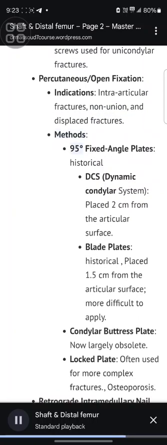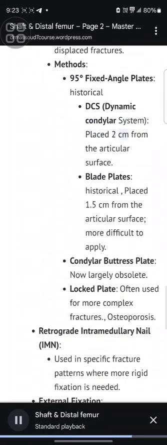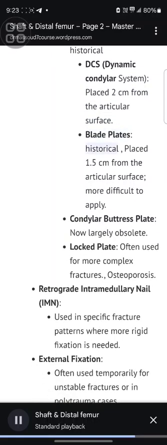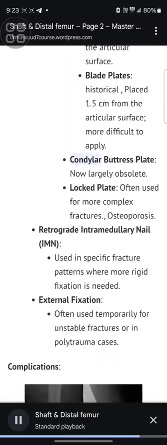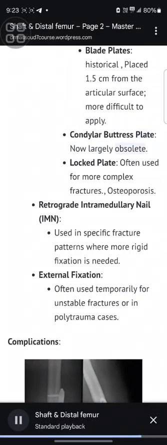Methods. 95 degree fixed angle plates. Historical. DCS, dynamic condylar screw, placed 2 cm from the articular surface. Blade plates. Historical, placed 1.5 cm from the articular surface, more difficult to apply. Condylar buttress plate, now largely obsolete.